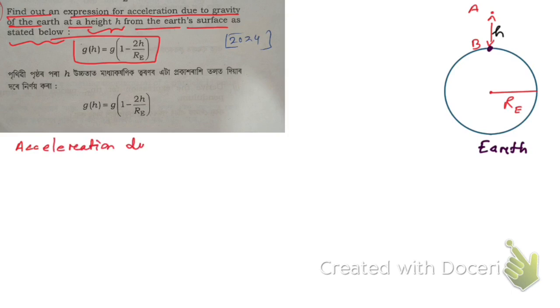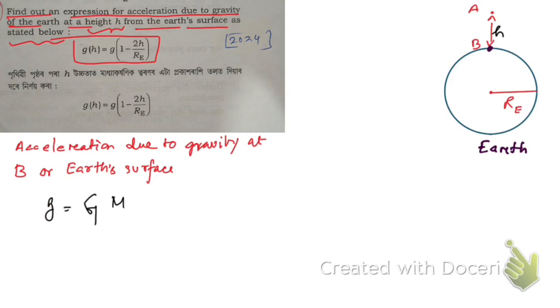Acceleration due to gravity at the point B on earth surface is given by small g is equal to capital G capital M by RE square. Okay, so this is equation number 1.